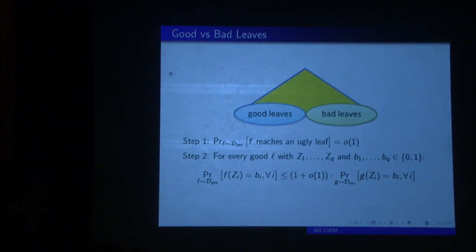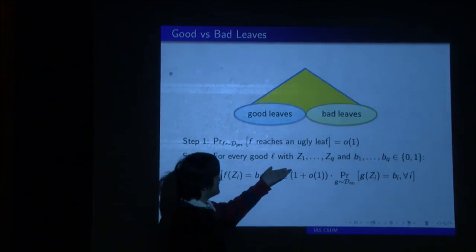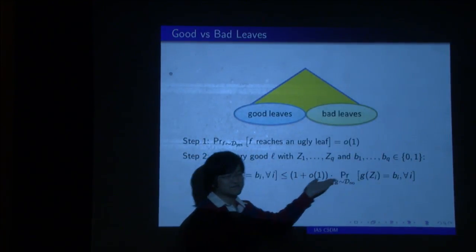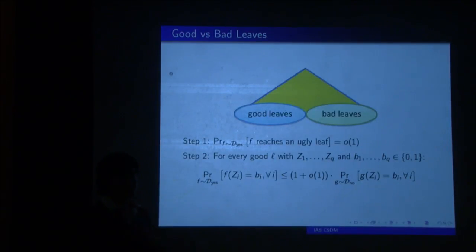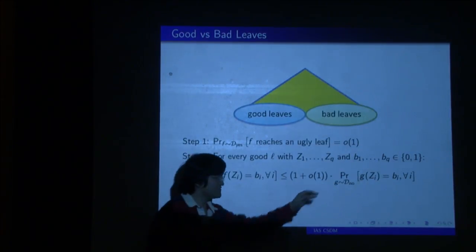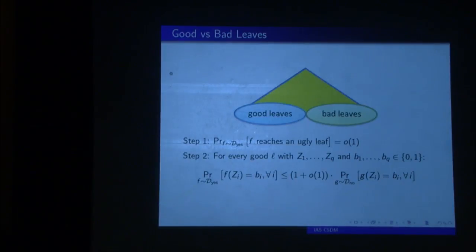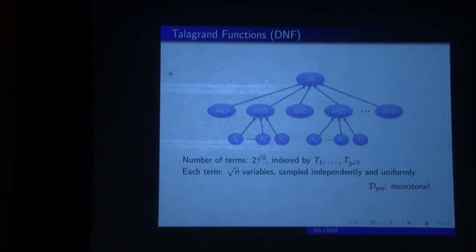And this is just rewriting things. What is a leaf? It's just a bunch of queries and their results. And this is the probability that f(z_i) equals b_i. And that's the probability for the node distribution. Okay. So here is the function Belovs and Blais used for their yes distribution.